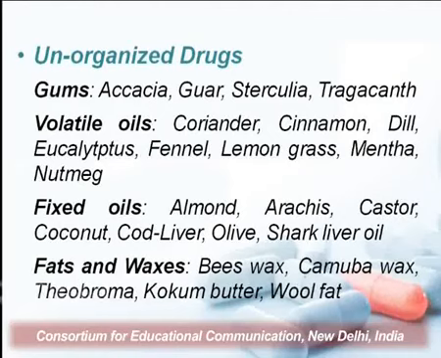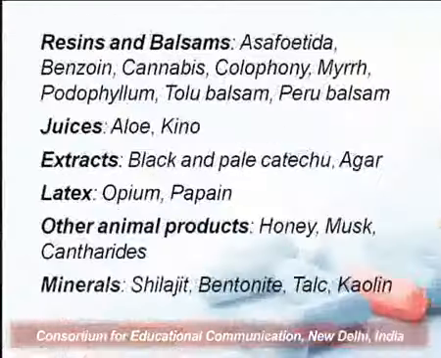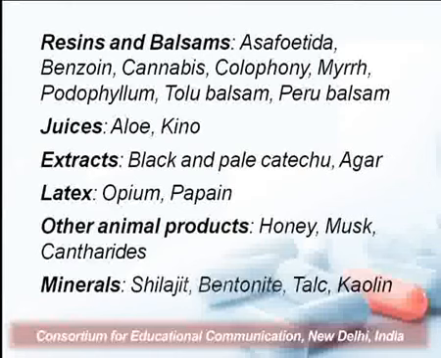And similarly, there are fats and waxes that are obtained from animals as well as plants, and examples are beeswax obtained from bees, and carnauba, theobroma, kokum butter and wool fat. The other examples of unorganized drugs are resins and balsams, examples asafoetida, benzoin, cannabis. There are juices, aloe and quince juice. Certain extracts of plants are also used as drugs, and common examples are black and pale catechu, and agar is an example of a drug that is obtained from marine sources. And then latex, common examples are opium and papain.